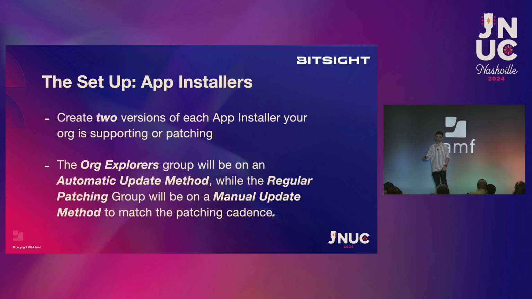Now we're going to create 2 deployments per app. This is going to target, essentially, one version is going to target your Org Explorer smart group, which is always going to be on the automatic update method, while the other deployment for, again, the same app is going to target the regular patching group that we just created for our smart group.